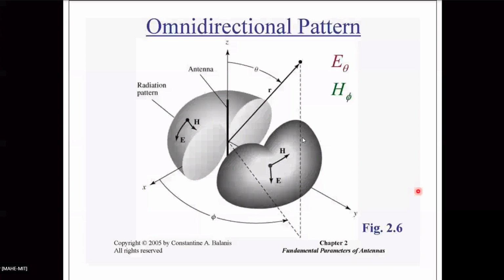Yes, sir. And in the theta is equal to constant plane, what is the pattern? It is a circle. In the theta is equal to constant plane, it is a circle. So this is an example of omnidirectional pattern. Have you got it? Like how do you plot sine theta? If you make a 3D plot of sine theta, how will it look?